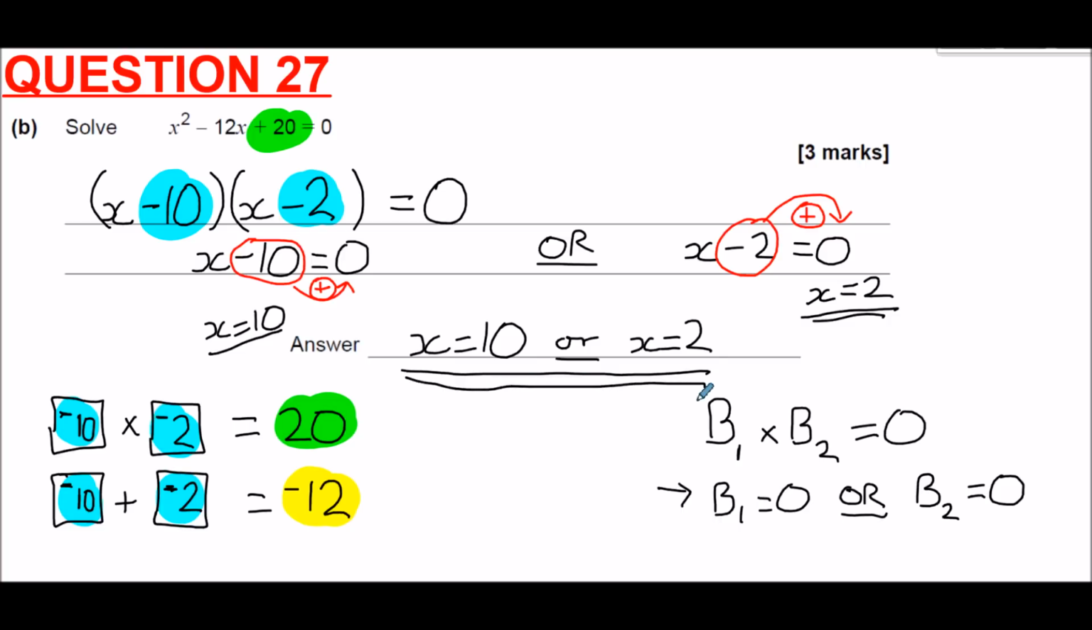The quick trick when you've factorised into brackets like we have here, by the way, the solution will just be these numbers with the signs reversed. So minus 10 and minus 2 becomes positive 10, positive 2. If this were x plus 10, our solution would be x equals minus 10. So that's a quick trick, but I've just tried to explain why the answer is x equals 10 or x equals 2.